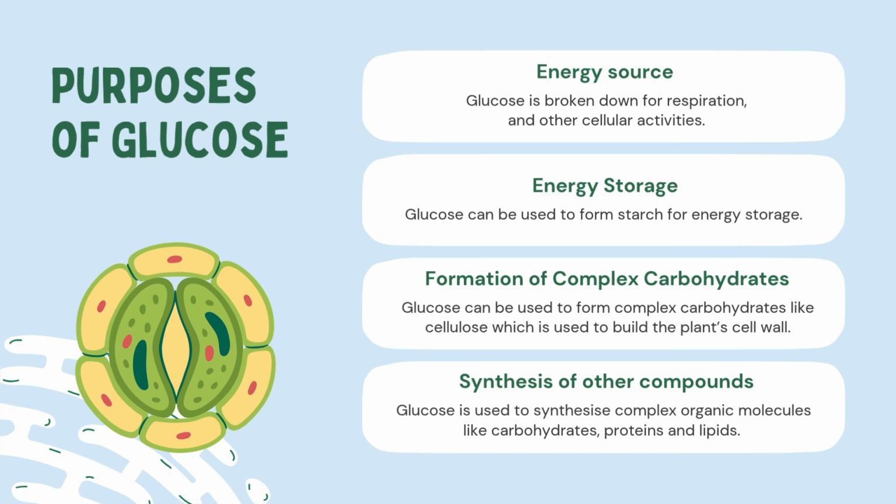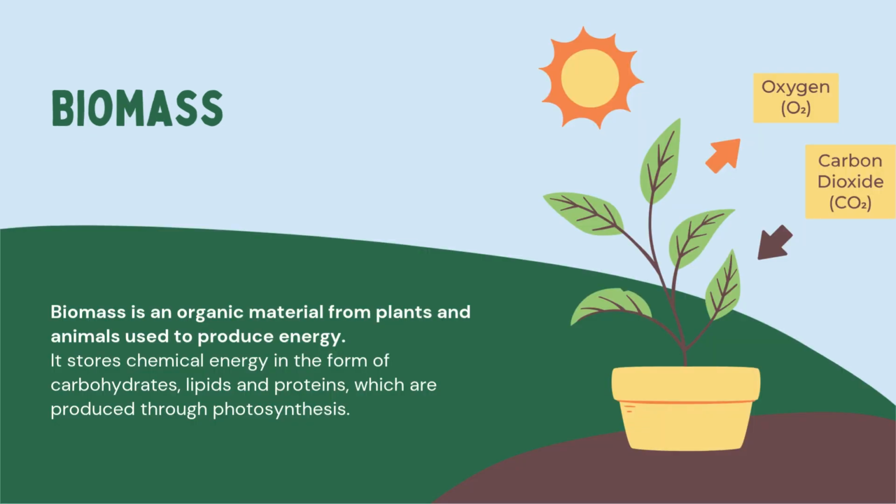Formation of complex carbohydrates. Glucose can be used to form complex carbohydrates like cellulose, which is used to build the plant's cell wall. Synthesis of other compounds. Glucose is used to synthesize complex organic molecules like biomass. Biomass is an organic material from plants and animals used to produce energy. It stores chemical energy in the form of carbohydrates, lipids and proteins, which are produced through photosynthesis.